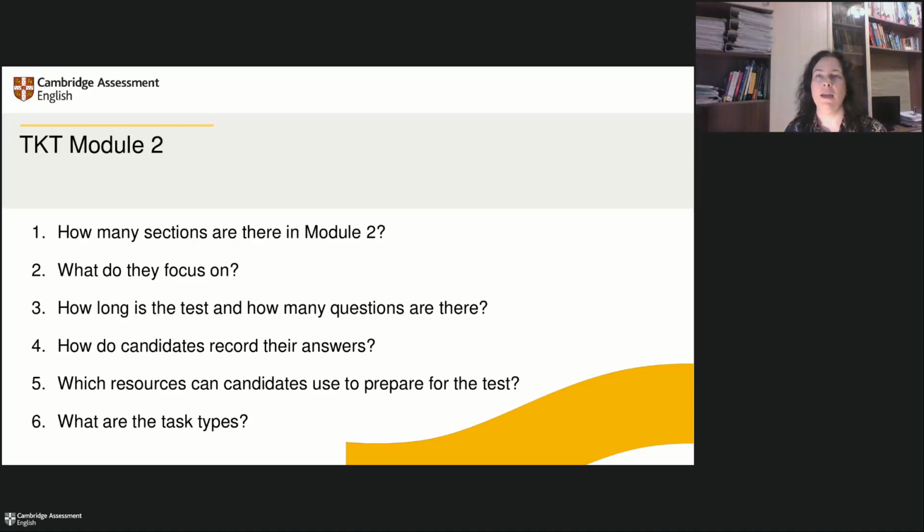So there is a lot of consistency in how TKT modules are designed. All of them consist of 80 questions, and all of them are the same length. They will last 80 minutes.